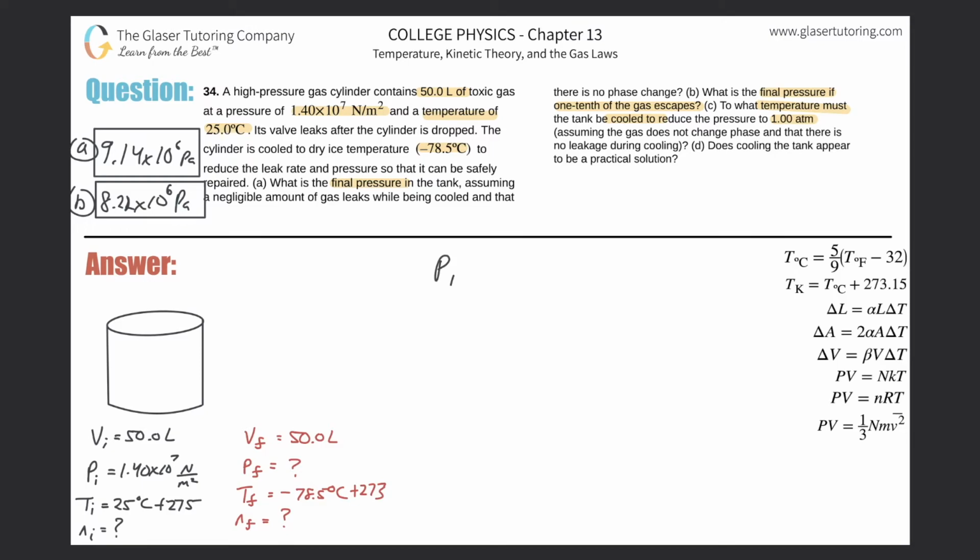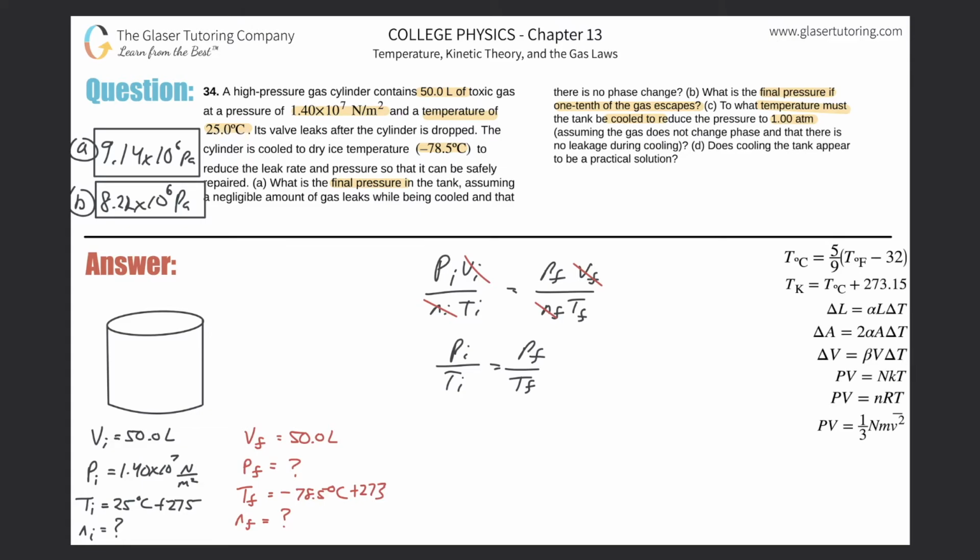So again, Pi Vi over Ni times Ti is equal to Pf Vf over Nf times Tf. So we're saying the gas doesn't escape, right? So what does that mean? That means the moles don't change, okay? Also, the volume doesn't change as well. Remember, it's a rigid container. So now we are left with Pi over Ti is equal to Pf over Tf.